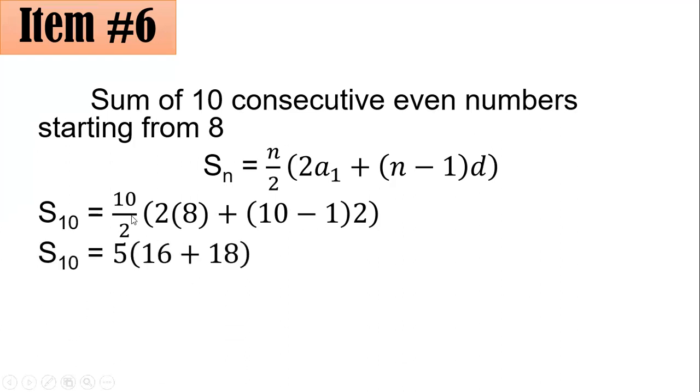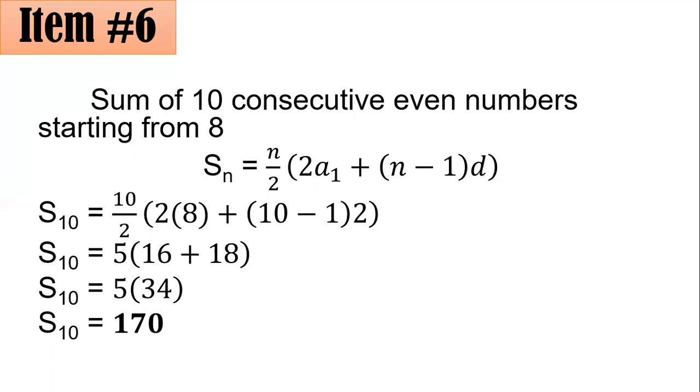Simplifying now, 10 over 2 is 5. 2 times 8 is 16. This is 10 minus 1, that's 9 times 2, which is 18. 16 plus 18 is 34. And the sum, therefore, of the first 10 consecutive even numbers starting from 8 is 5 times 34, or 170, letter C. I hope you got it.